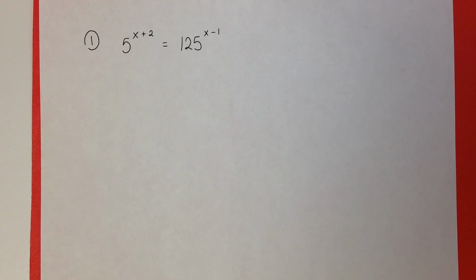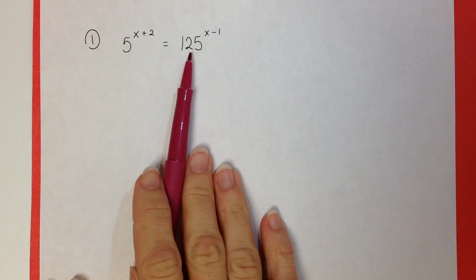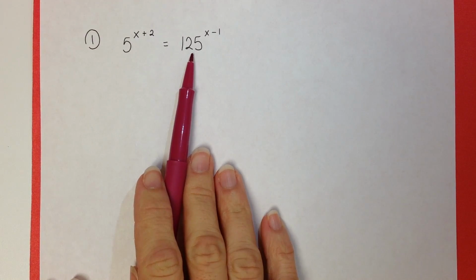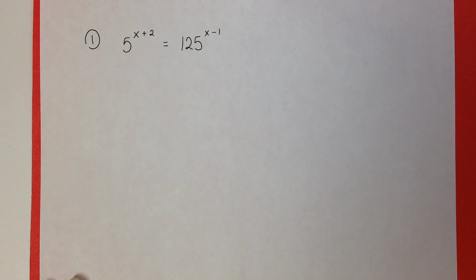So what you've got to recognize when you look at this, first of all, is that the base on your left is a 5, and the base on the right-hand side is 125. So we need those bases to be the same. Typically, go to the larger base first and see if you can rewrite it using the smaller base. Sometimes you have to rewrite both bases though.